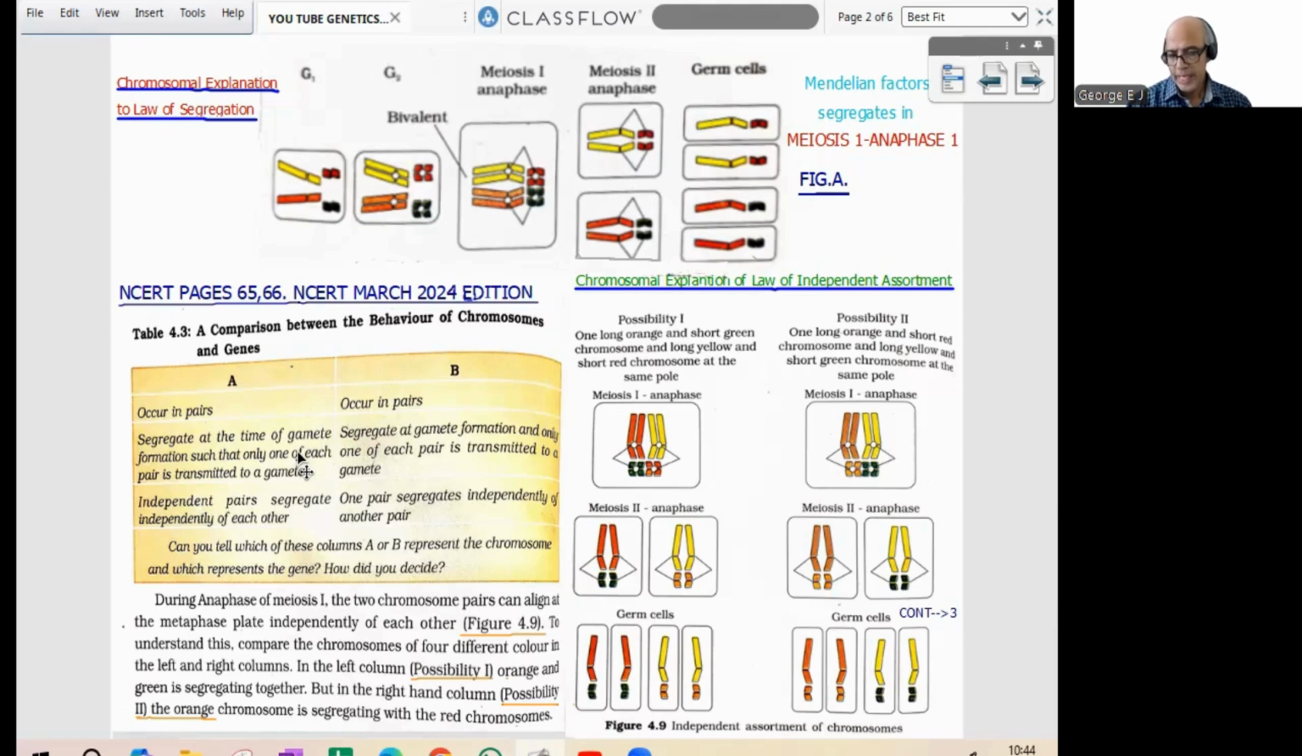See, chromosome means as such, chromosomes separate. Gene means gene pairs will be separated. So automatically it indicates A will be chromosome. See here, you can find independent pairs segregate independently of each other. And when we come to genes, there lies the answer: one pair segregates independently of another pair. So this is gene and this is chromosome. It is a popular question: parallelism between chromosome and gene, or a comparison between chromosome and gene. The last statement gives that this one is gene, and this is chromosome. Here only one pair. I think the idea is clear.